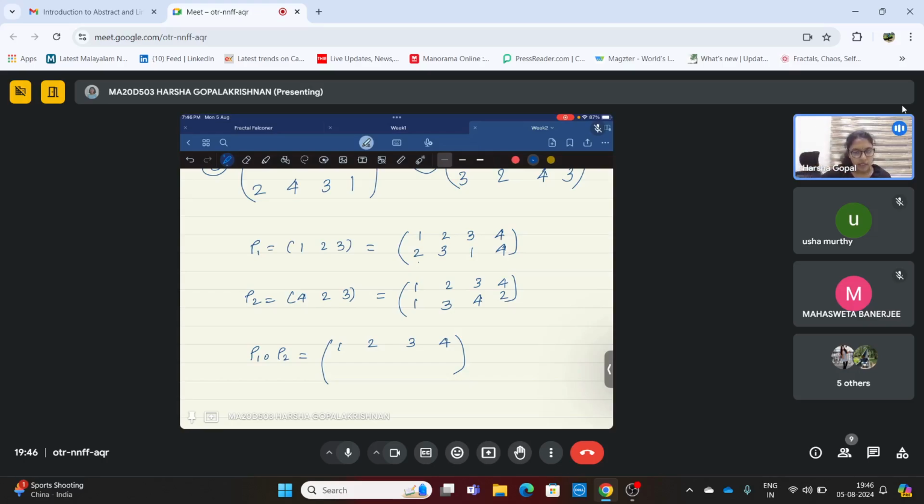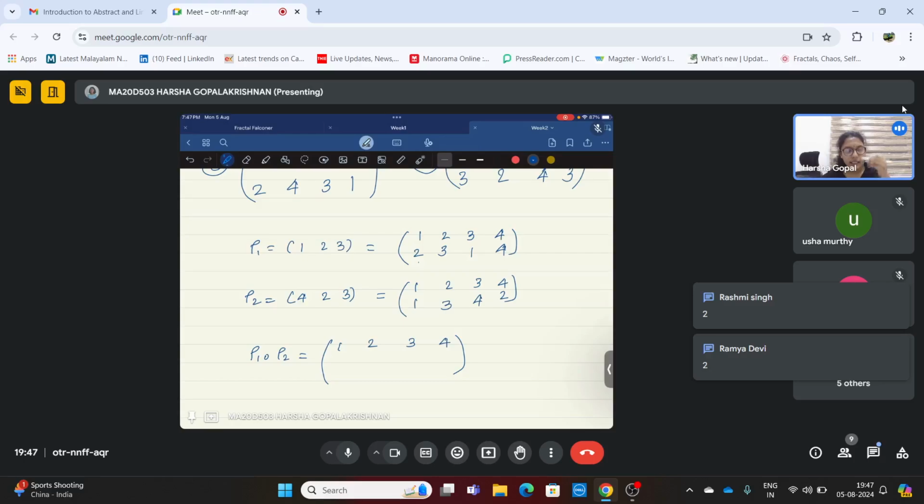So can you tell what is the image of 1 in rho 1 composite rho 2? Anyone? Yeah, 2. Because 1 is going to 1 and then that 1 is going to 2 in rho 1, correct? So it is 2. And what about 2? You can tell now. Yeah, 2 is going to 1 and 3.